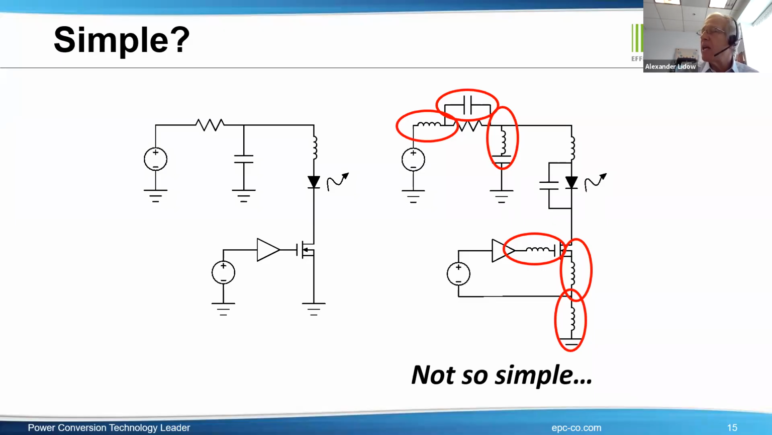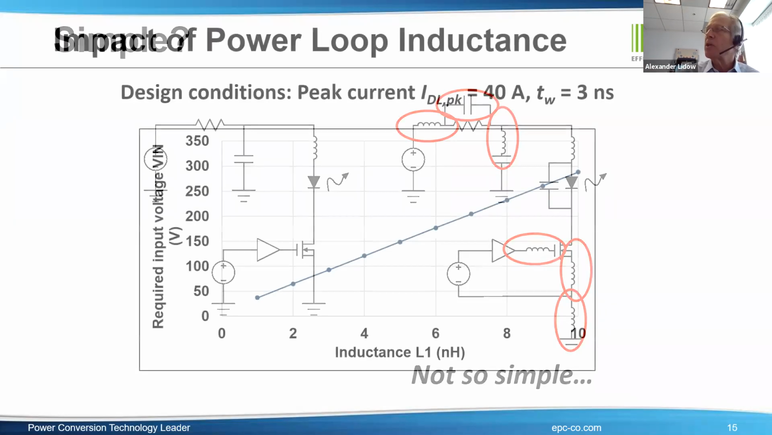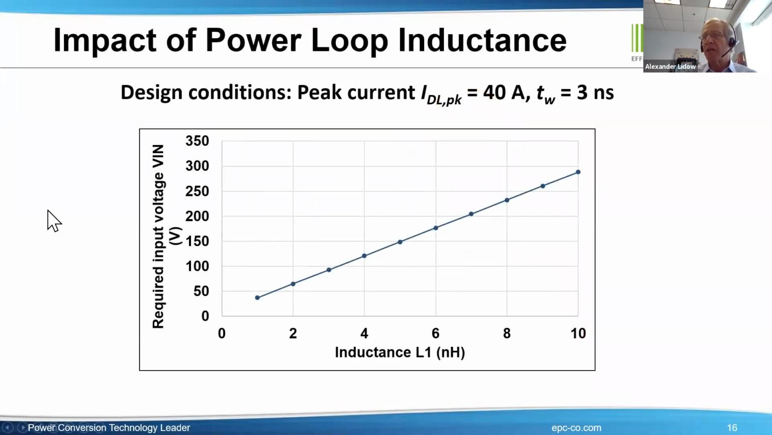And then there is an inductor below that, and that's part of a power loop inductance. The one above it is part of the power loop, and then the one above the diode is also part of the power loop. So you have power loop inductance, and you have common source inductance shown here. Let's first look at the impact of power loop inductance.